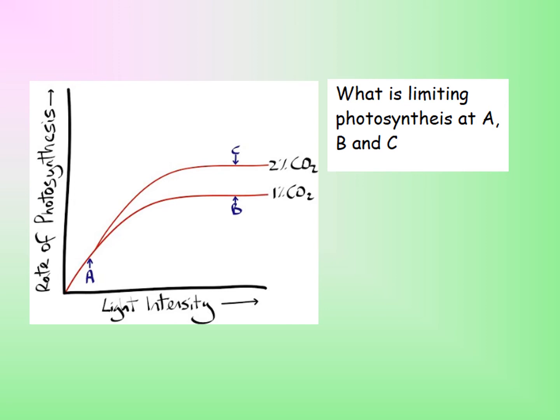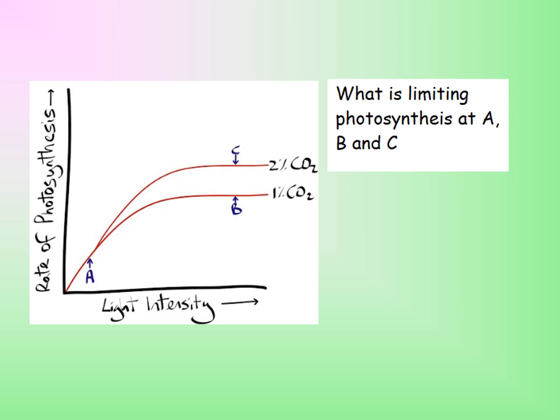Okay, so at point A, we're going up, so we look down, so A must be light intensity. At point B, we're level, so light intensity can't affect B, because when we increase light intensity, there's no change, and when we decrease it, there's no change. We're still on that level, we're still at that rate of photosynthesis. So we'll look at the level above and spot the difference. So what's different? CO2 concentration, because at B it was at 1%, but at C we've increased it to 2%.